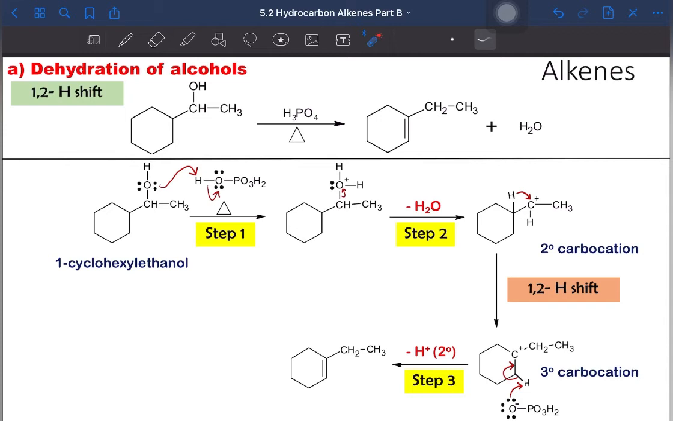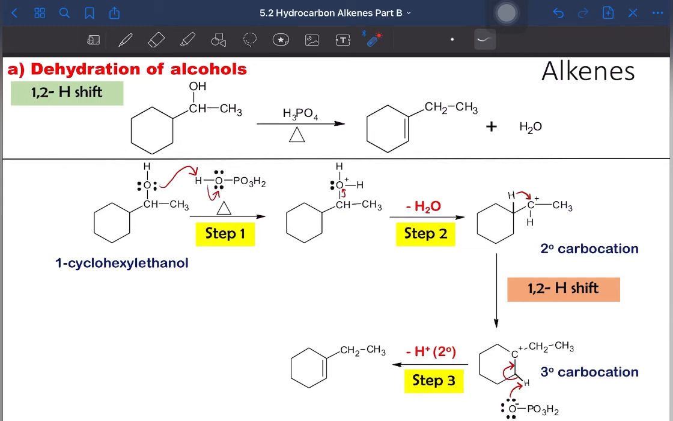Alright, so now we want to form the double bond inside the cyclohexane. So we need to eliminate the hydrogen from this carbon, because we want to form a double bond here. So we need to eliminate this hydrogen, so we use the acidic catalyst.